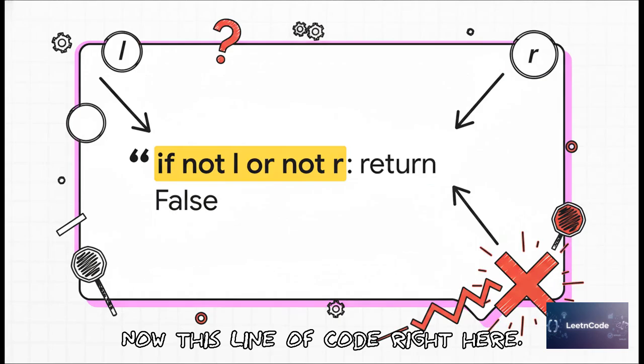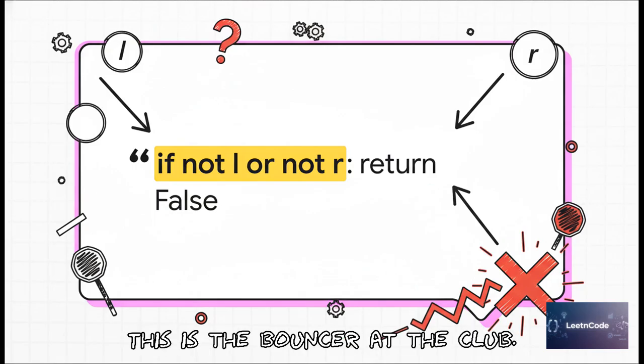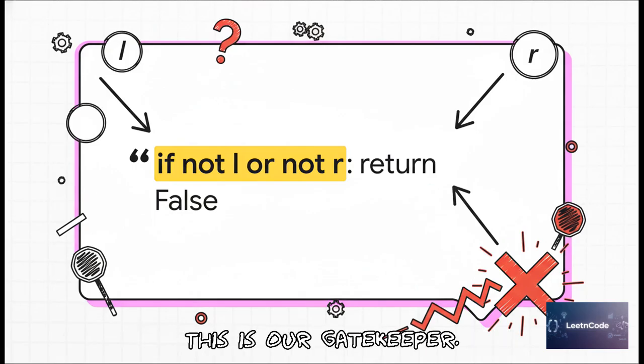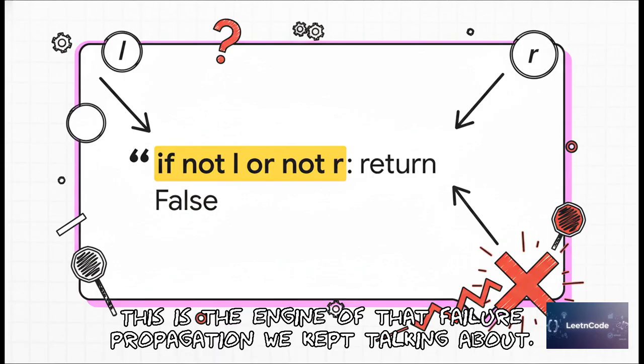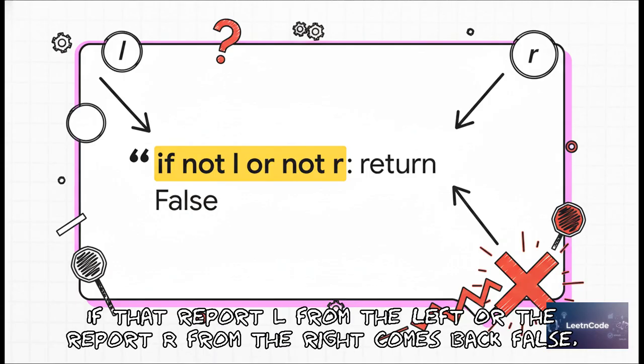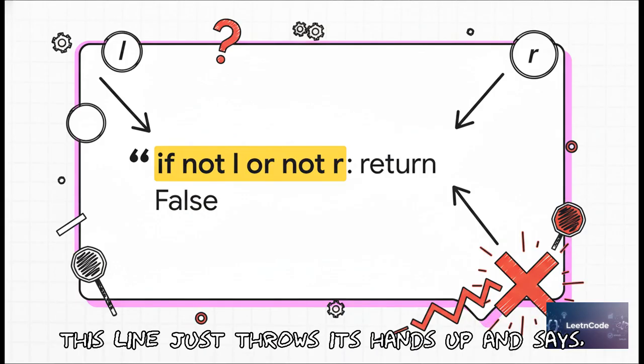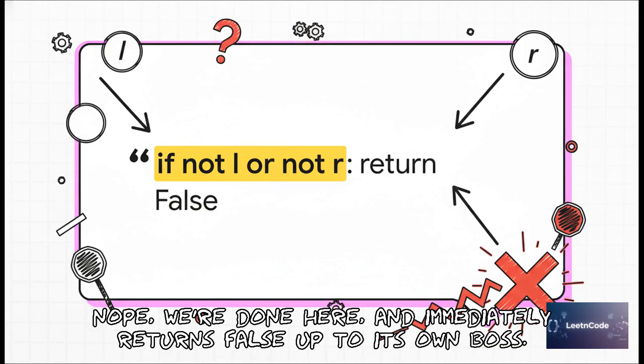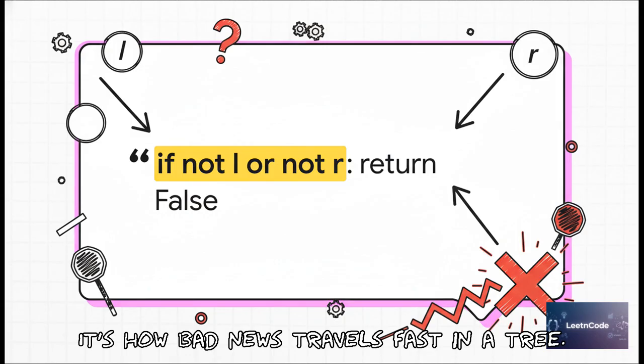It's beautiful. Now this line of code right here, this is the bouncer at the club. This is our gatekeeper. This is the engine of that failure propagation we kept talking about. If that report L from the left or the report R from the right comes back false, this line just throws its hands up and says, nope, we're done here, and immediately returns false up to its own boss. It's how bad news travels fast in a tree.